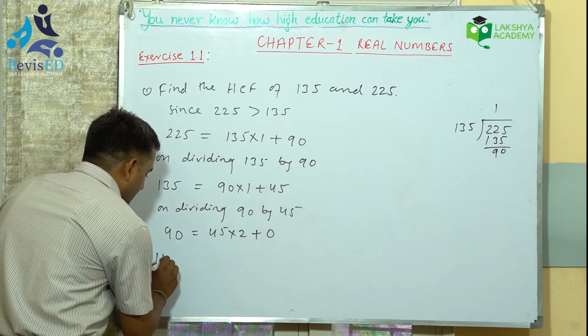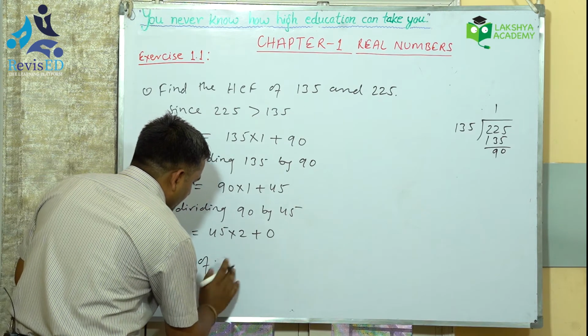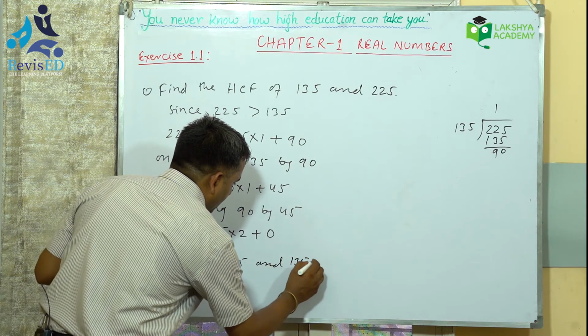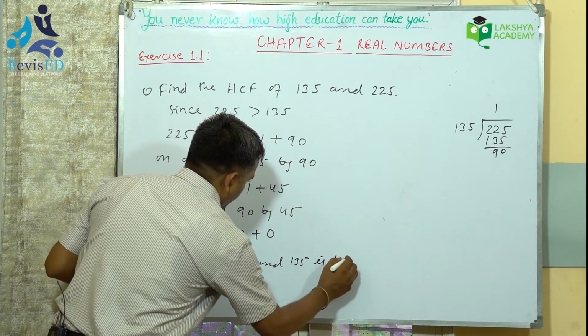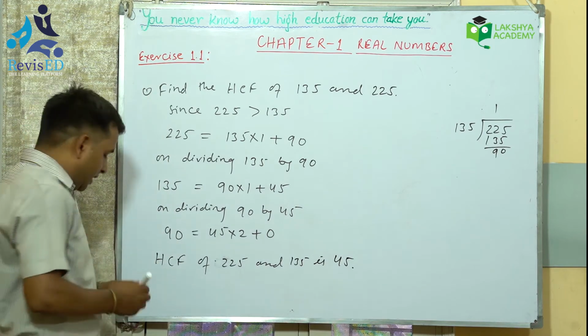Therefore the HCF of 225 and 135 is 45. Clear?